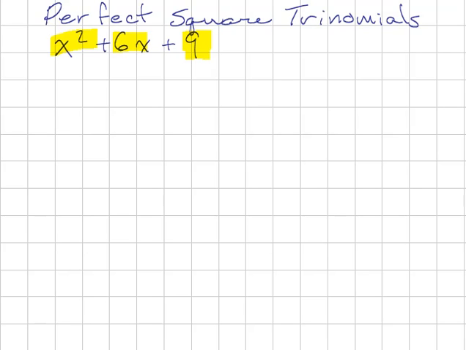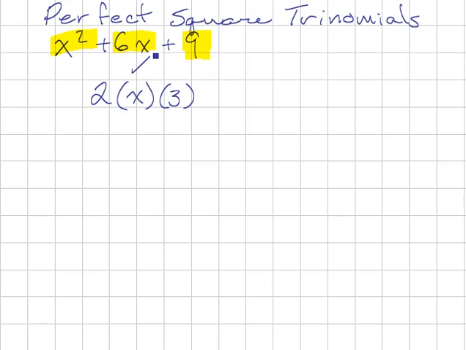And the middle term needs to be twice as big as the square root of the first times the square root of the last. So just to write that out, it needs to be twice as big as the square root of the first term times the square root of the last term, which is 3. So 2 times x, 2x, times 3 is 6x.